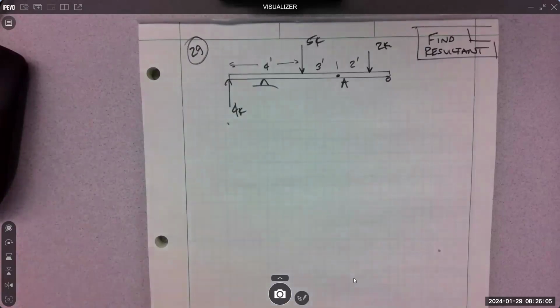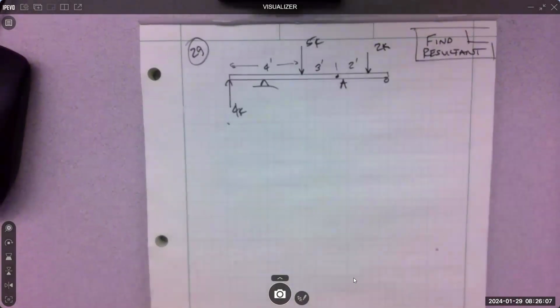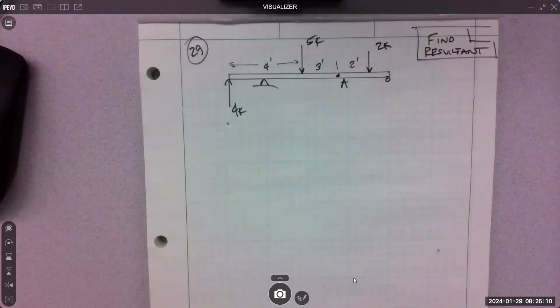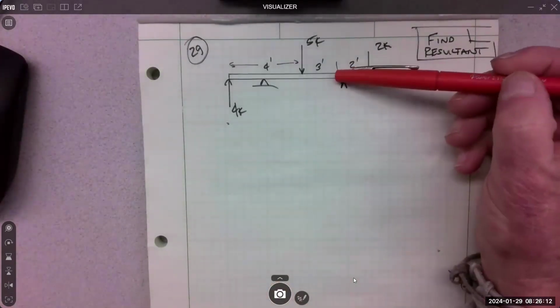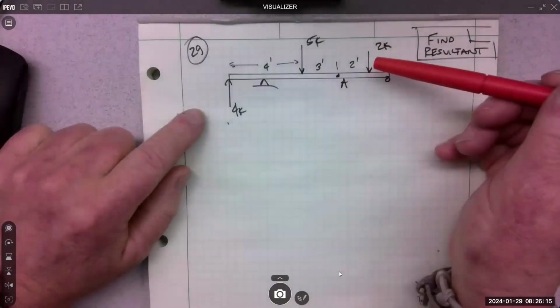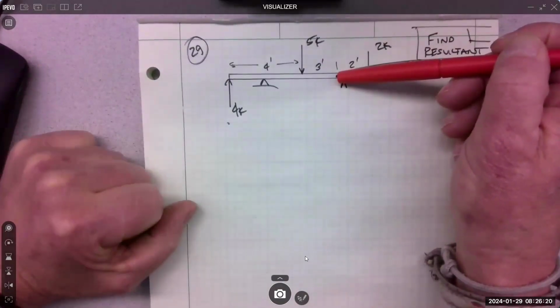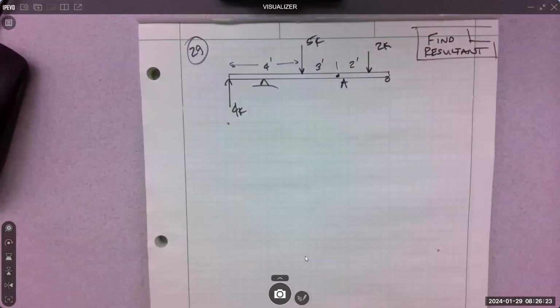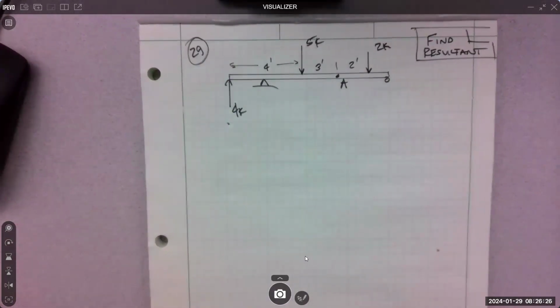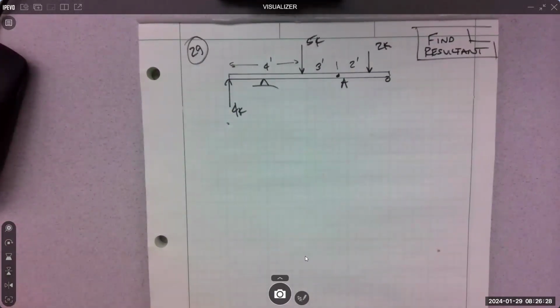If they tell you where to find the resultant or where to locate it, then that's where we do our moments. Basically we have to take these three forces and move them to point A. Well, we can't just move forces around, that's not legal. So we have to figure out a way to do it. We have to move all the translational effect, the up and down or side to side effect, and we have to move the rotation. If we do that, then we've captured the full effect of the force.